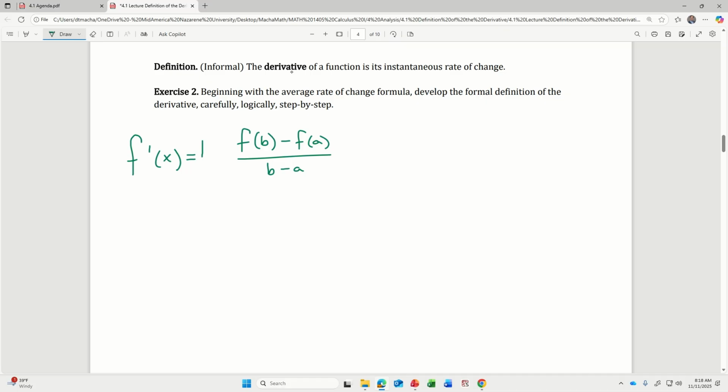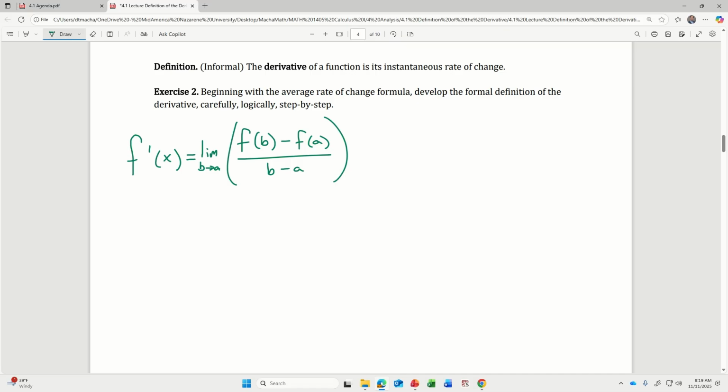So now that we know about limits, I could think to myself, what's the limit as b approaches a of the average rate of change? In other words, as I let b get closer and closer to a so that the interval becomes smaller and smaller and smaller, what is this average rate of change approaching?